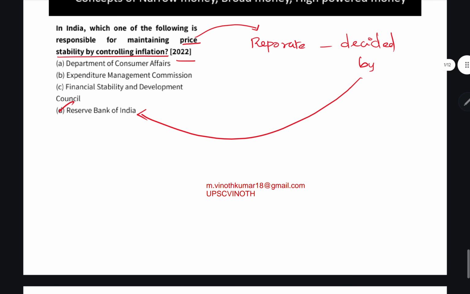See, in India, which one of the following is responsible for maintaining stability and controlling inflation? Very easy, 2022. It is the Reserve Bank of India. Reserve Bank of India is controlling the inflation.